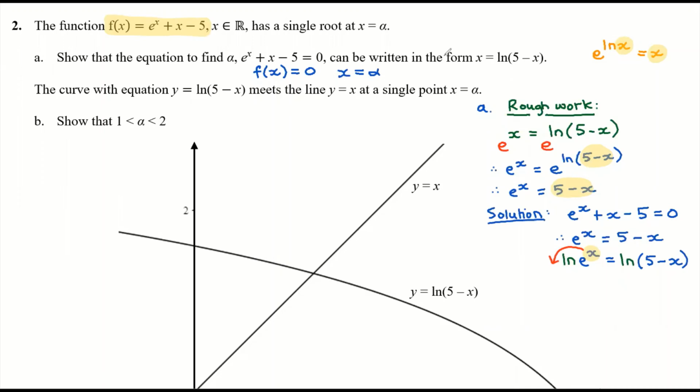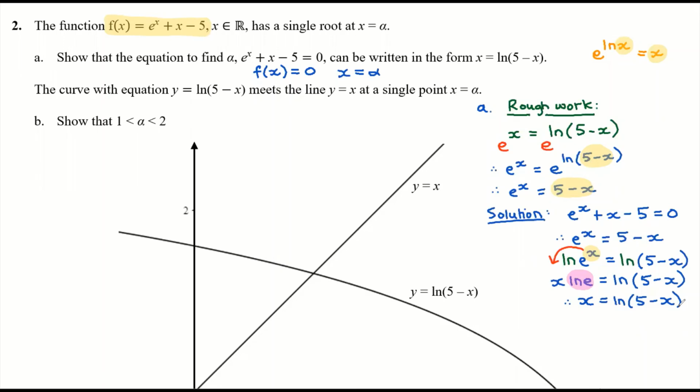So let's write that in now. So we're going to have x log e is equal to the natural log of 5 subtract x. And as you should be totally and utterly well aware now, the natural log of e is just 1. So there we have it. So we have x, therefore x is equal to the natural log of 5 subtract x as required.